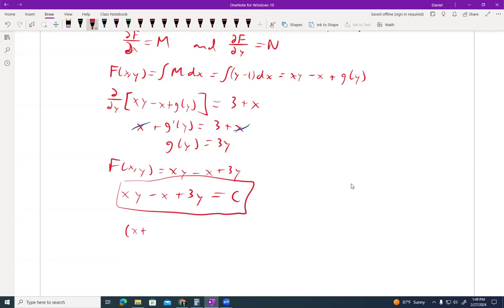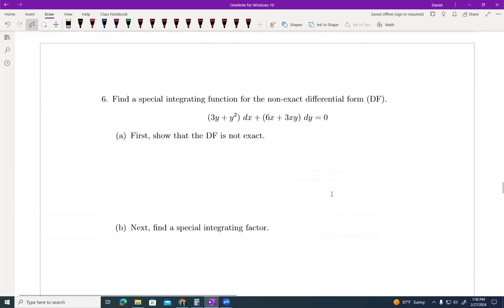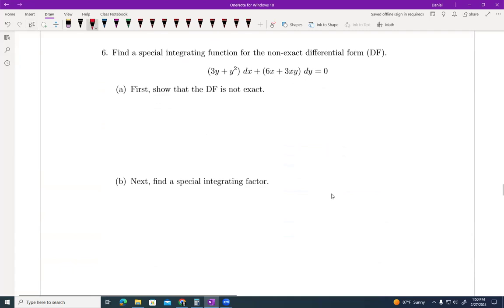And we get x plus 3 times y is equal to, just add x to both sides. We get c plus x. Divide by x plus 3, and we get y is equal to c plus x over x plus 3, like so. Okay. Now let's find a special integrating factor for this non-exact differential form here, right?